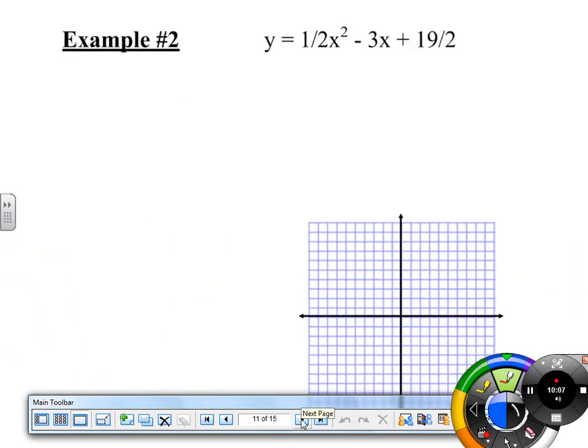So again, I look at this equation. I can tell that this equation is a parabola because one of the variables is squared and one isn't.